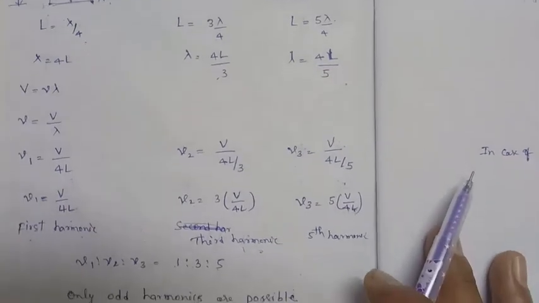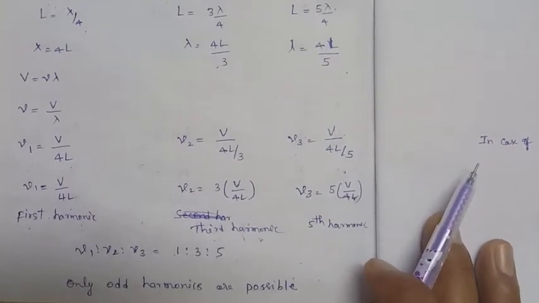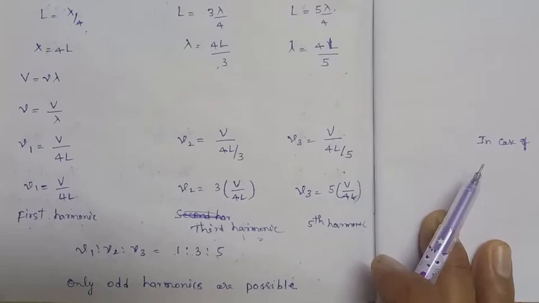Only odd harmonics are possible. So in case of a closed pipe, which harmonics are possible? Only odd harmonics. In case of an open pipe, all harmonics are possible.